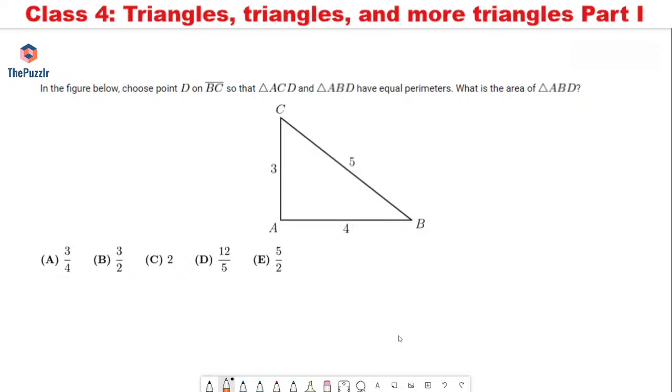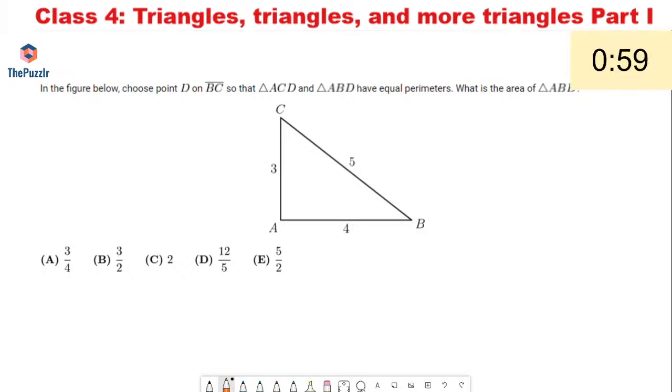So try this problem. You might not be able to solve it, and you shouldn't be able to solve it. So we'll see. Just because we're running out of time, I'll stop the timer after 30 seconds, and we'll see how to solve this problem.